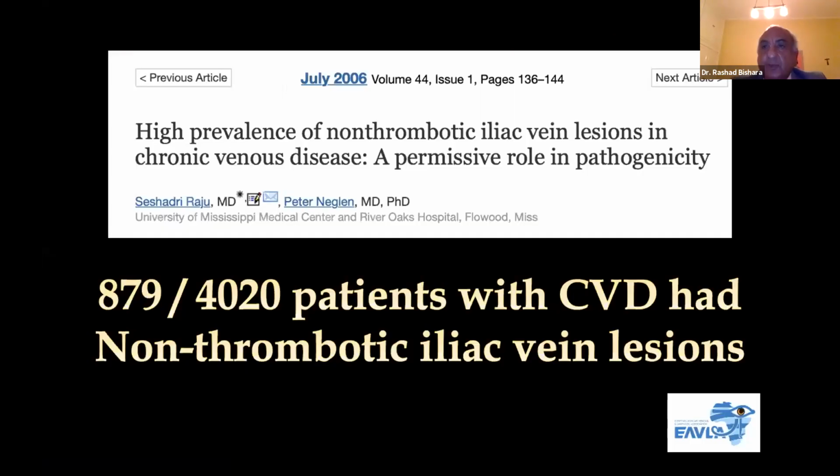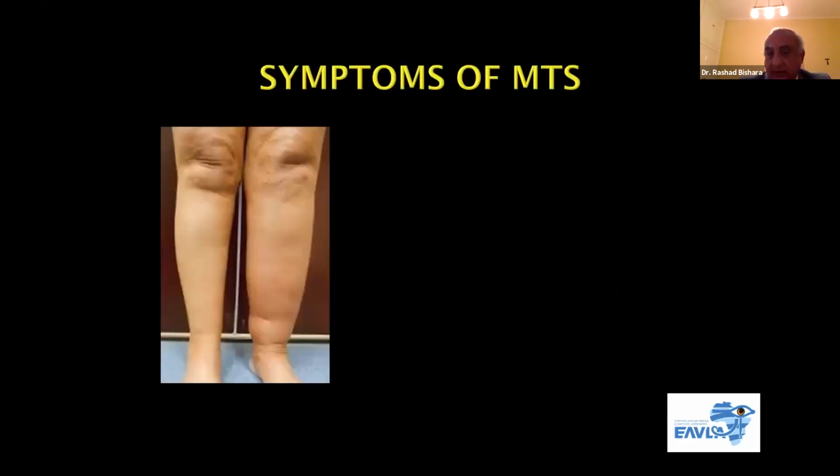Well, in an attempt to know the prevalence of May-Turner syndrome in patients presenting with chronic venous disease symptoms, Neglen in 2006 studied 4,000 patients presenting with symptoms of chronic venous disease. And they found that about 21% of them had thrombotic iliac vein compression. So actually, this pathology is quite prevalent in patients who present with venous symptoms.